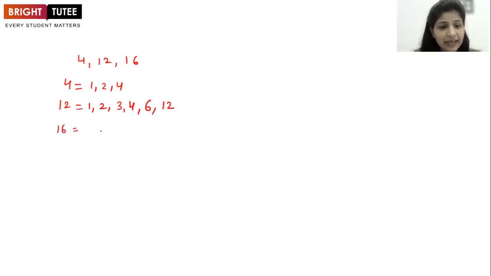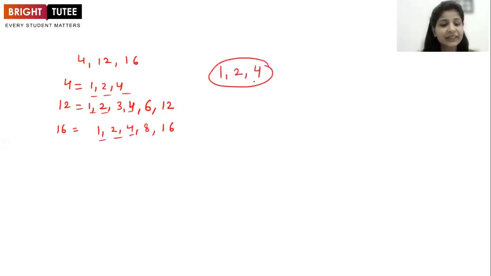Then if I write the factors of 16, they are 1, 2, then 4, 8 and 16. So these are the factors of 16. What are the common factors? 1, 2, and 4 is also a common one. So you see the common factors are 1, 2 and 4. There are 3 common factors in these. Clear? So now we can take up any pair or any triplet of numbers and find out the common factors.